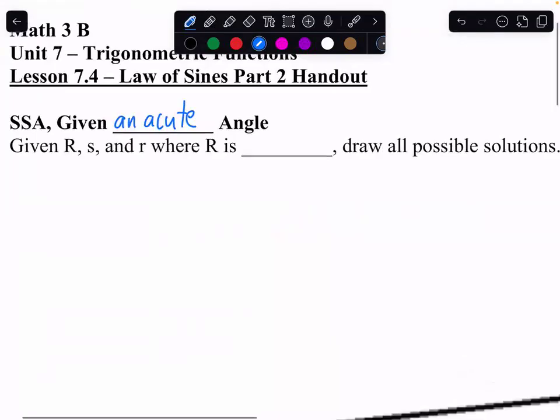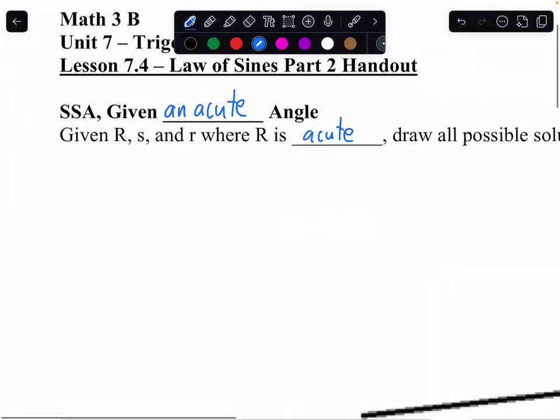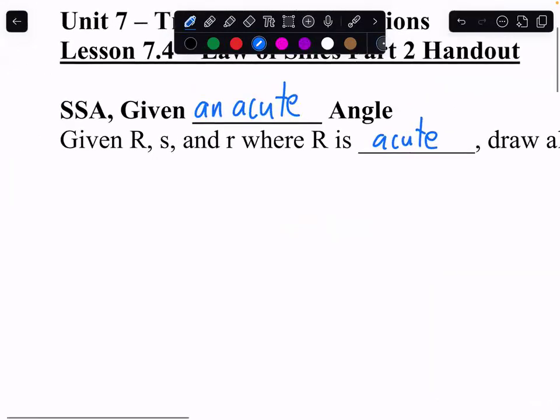Okay, so in order to understand this situation, you're going to be given capital R. Remember, capital letters are points or angles, and then lowercase letters are side lengths. So you're given, again, one angle and two sides, and that angle is acute. So right now we're just going to refer to these as capital R, lowercase s, lowercase r.